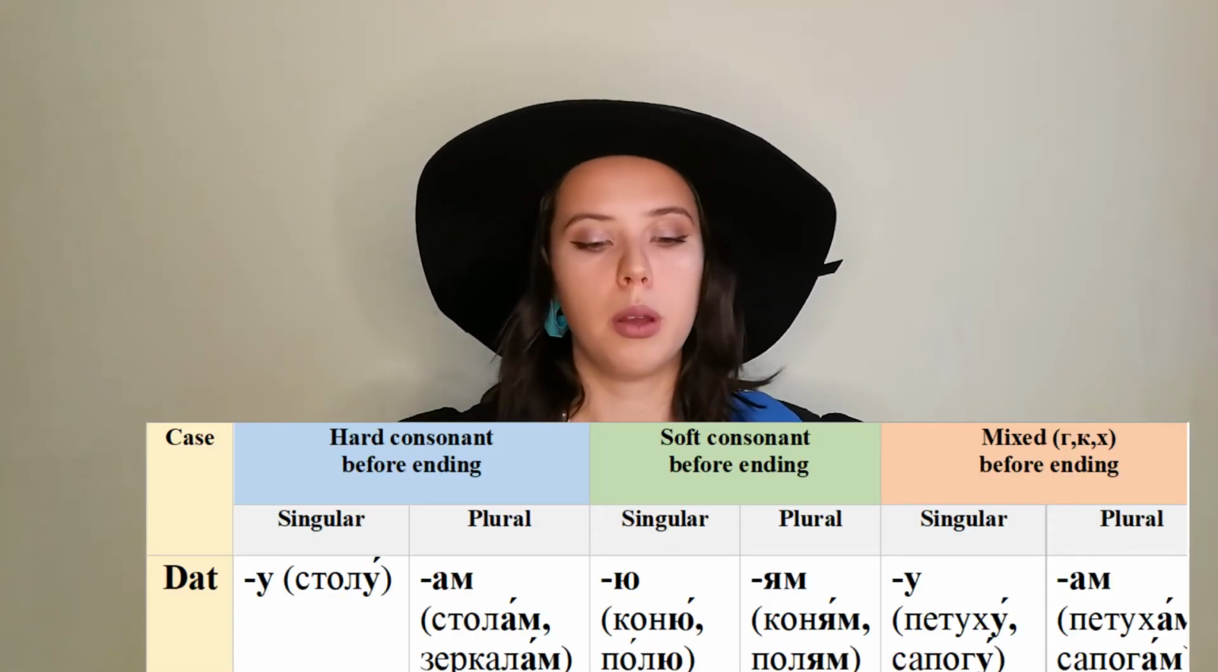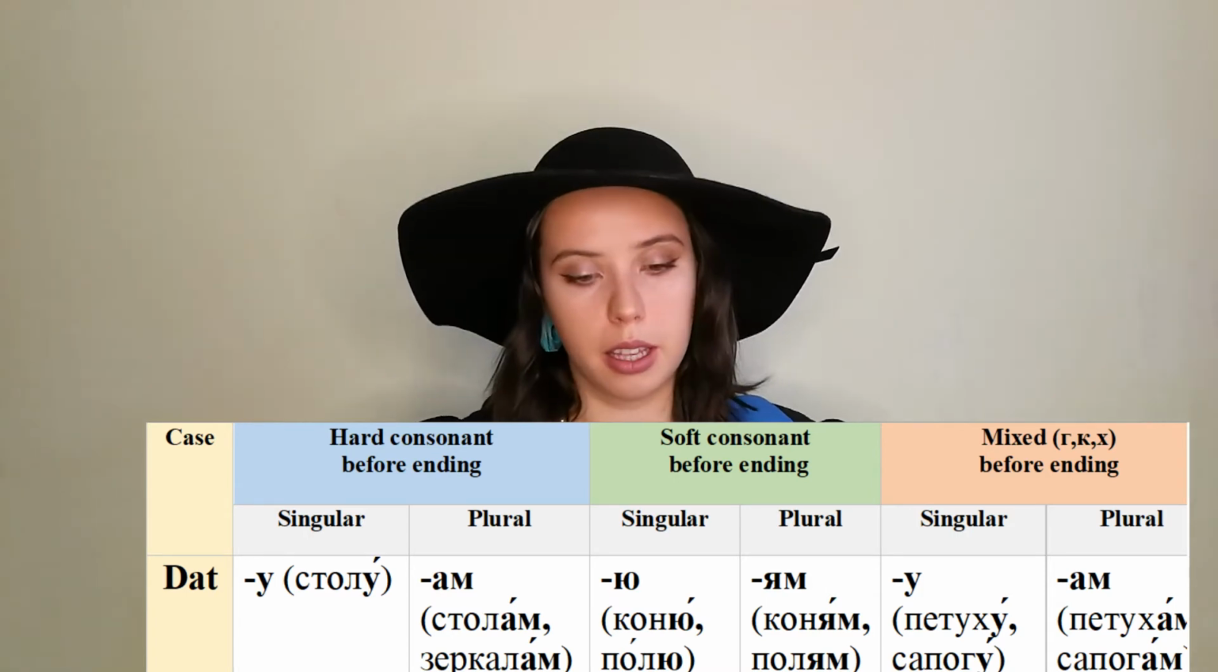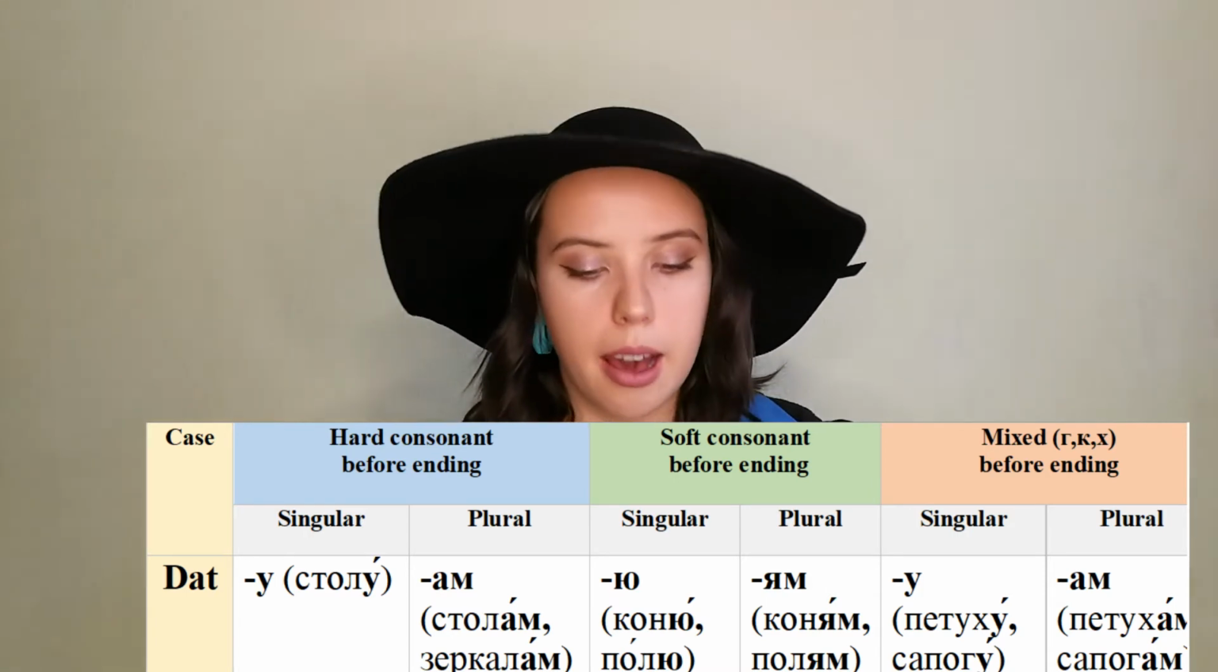So, let's go to the dative. And for the dative plural form, we will have ending ам and ям. Here it is very easy. Столам, коням. For accusative, we will again have different versions if it is an animate word or not.